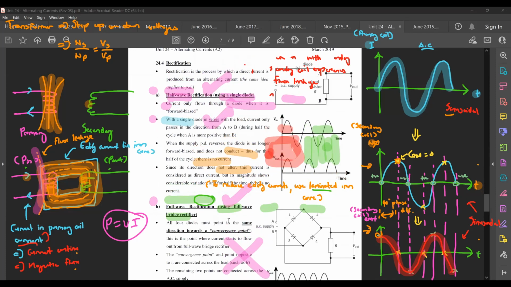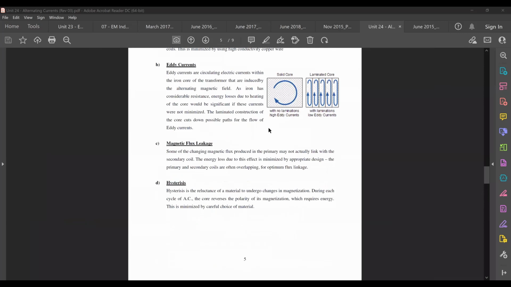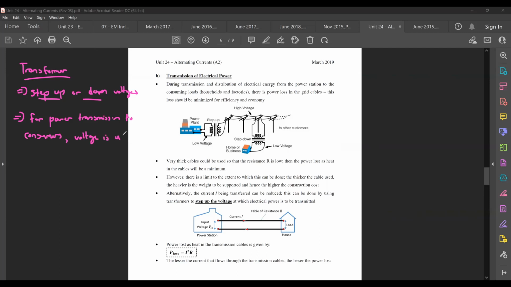And then another thing that I would probably need to explain a little is this one. Wait, let me just clear off everything. Now, one thing that you will need to know about transformer is that I mentioned that you use it to step up or down voltages. For a transformer, you will normally either use it to step up or down voltages. One thing you need to know about transformer is this: for power transmission to consumers, voltage is usually stepped up.